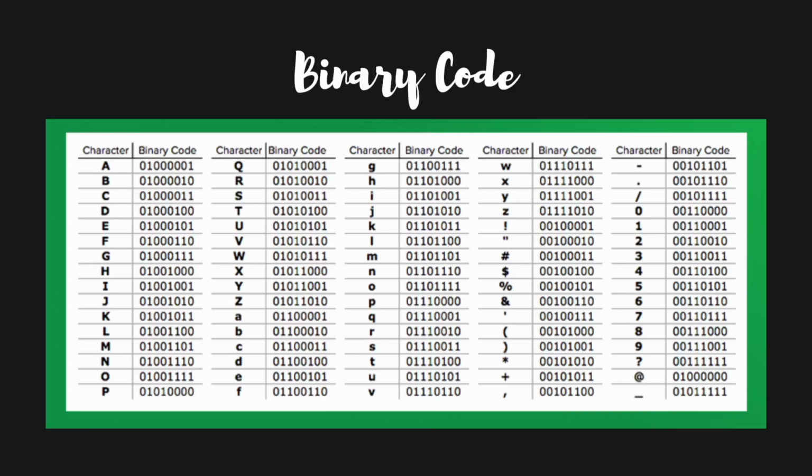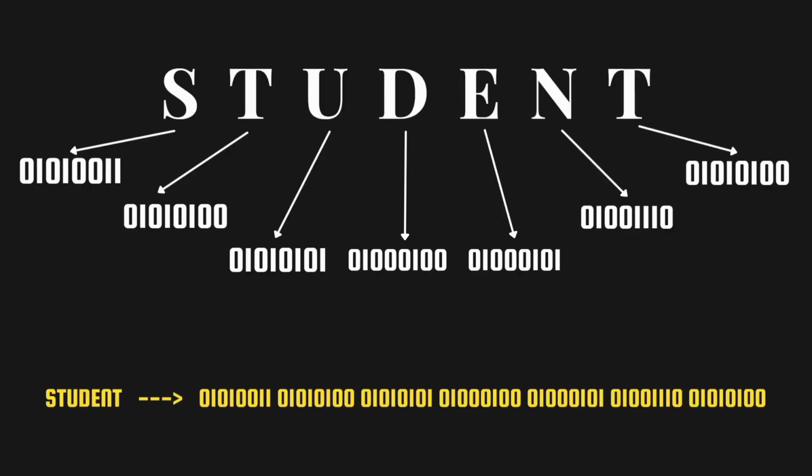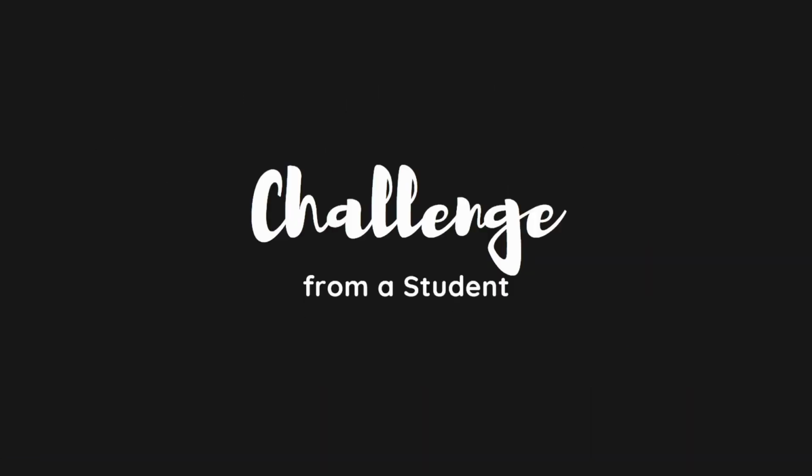Let us frame it in a simpler way. Let us take a simple word, student. As you can see, every letter in the word student has its own binary code. To tell the computer that we are entering the word student, we have to combine all the binary codes into a single string and give the input as the long 8-digit binary code combination below. Pretty hard, right?